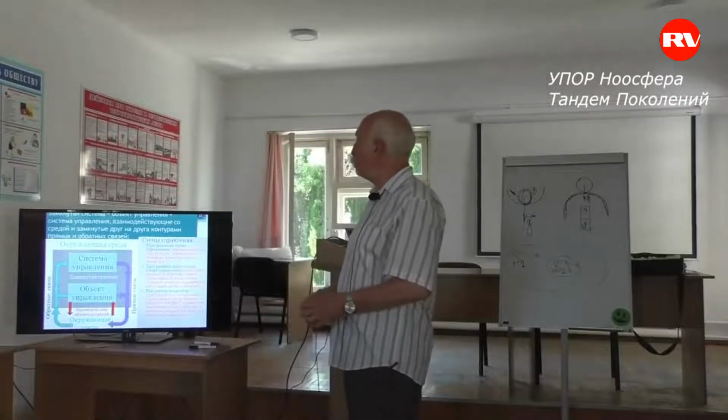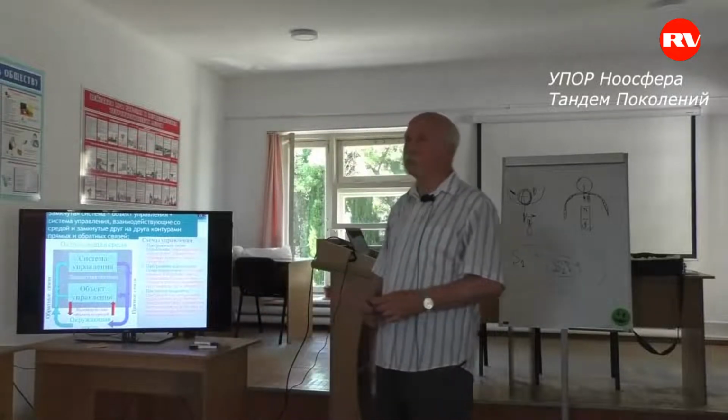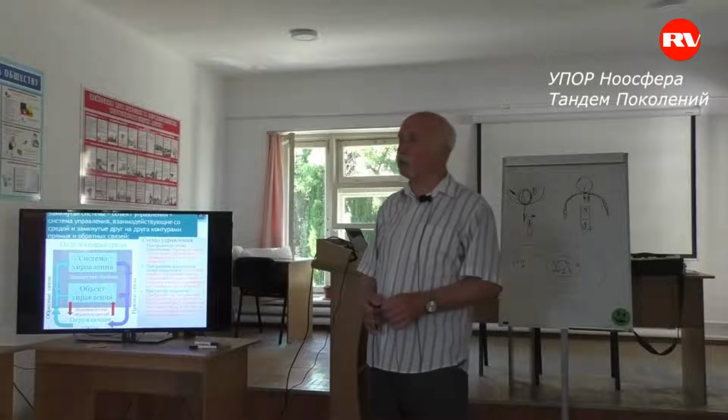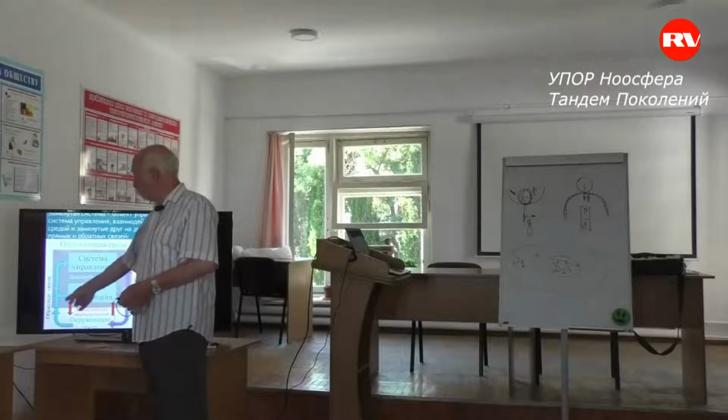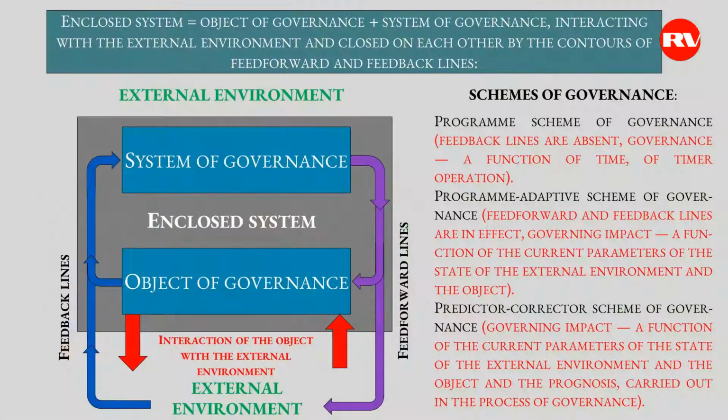Further, there exist three schemes of governance. Program scheme of governance. It contains only feed-forward lines. The contours of feedback lines are absent.